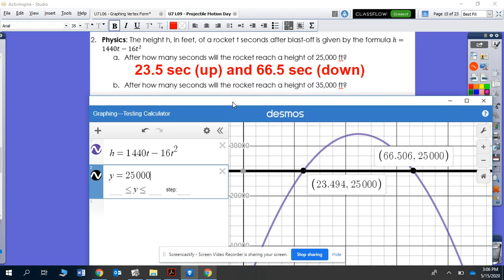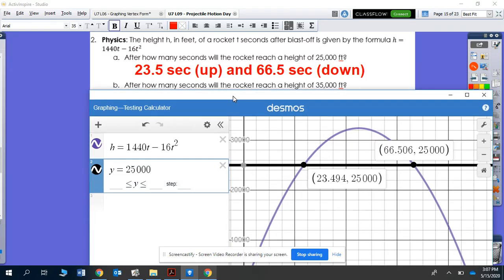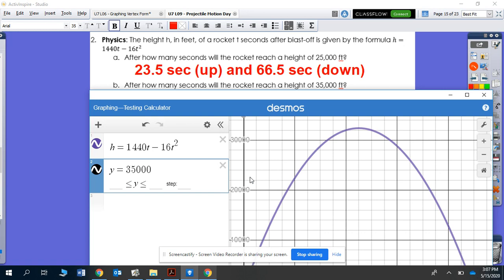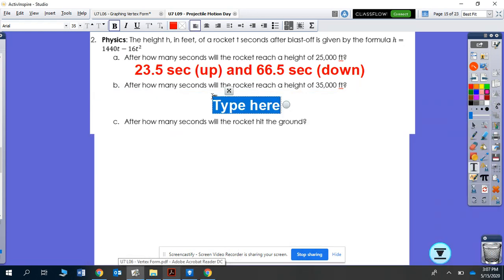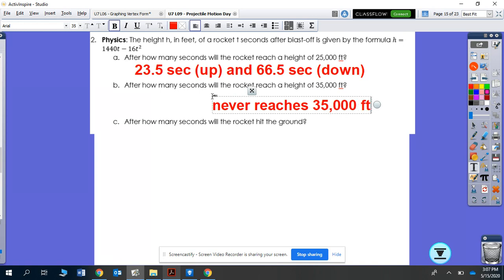Question number 2 says, well, what about 35,000 feet, right? When will it get to 35,000 feet? So if I change this to 35, well, it's not there, Mr. Crouch. Where is it? Let's zoom out a little bit. Oh, it's right there. So what does this mean? It means that it never gets to 35,000 feet, right? It actually only gets up to 32,400. So it doesn't reach, it never reaches 35,000 feet. Okay? Pretty cool.